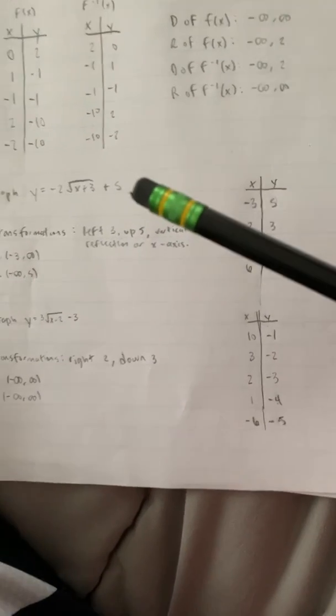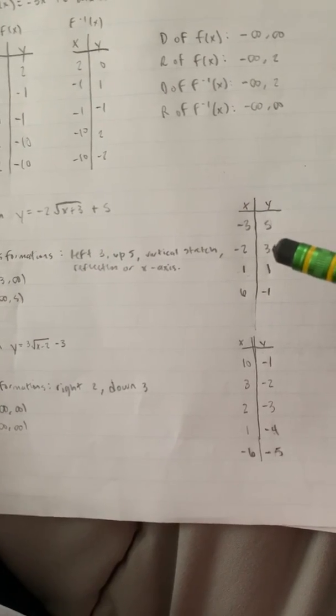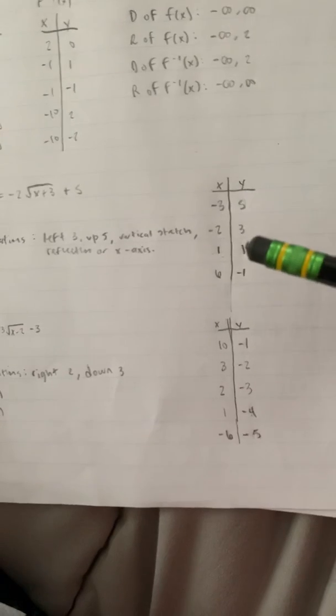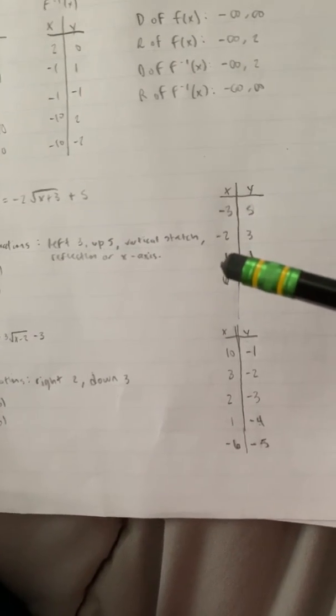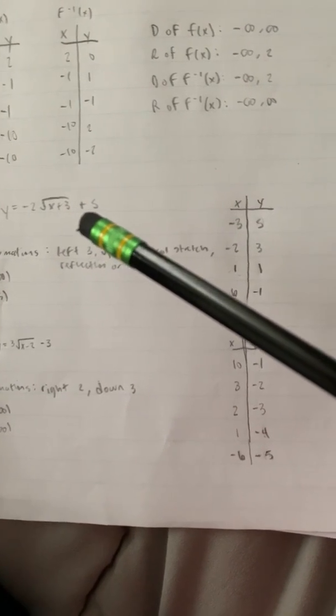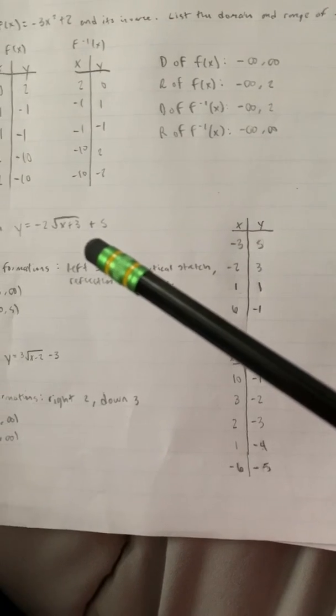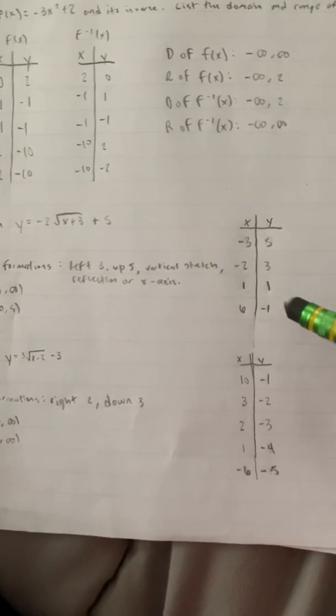-2 plus 3 is 1. Square root of 1 is 1 times -2 is -2, plus 5 is 3. Plug in the 1 to get 4. 1 plus 3 is 4. Square root of 4 is 2. -2 times 2 is -4, plus 5 is 1.